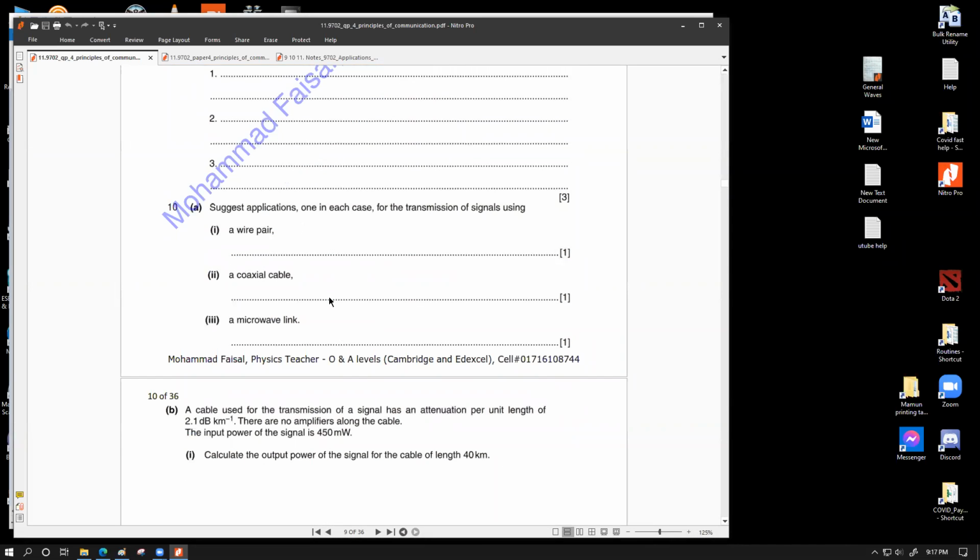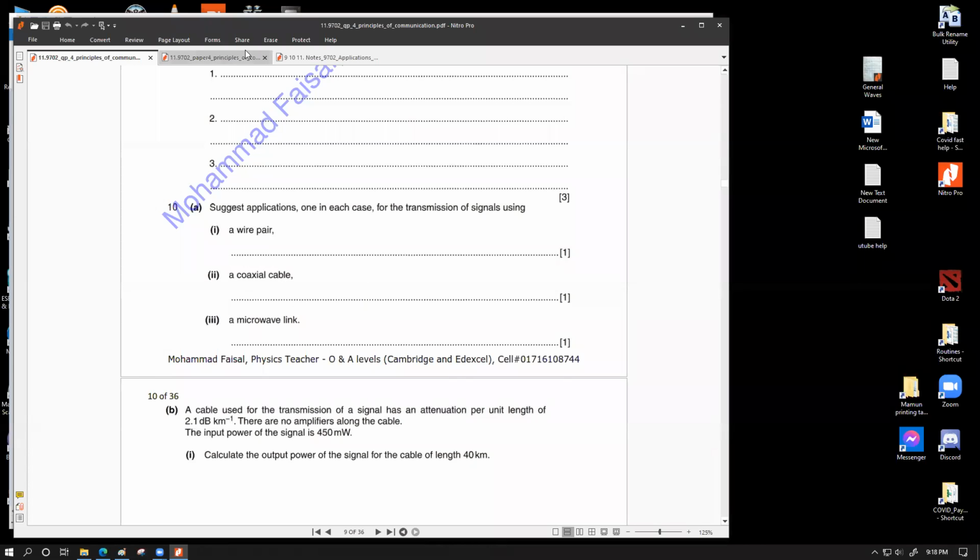A wire pair can be used for short distance communication, like an intercom within a building. That's the most common example that I can think of. A coaxial cable can be used for cable TV, the most common use. And a microwave link can be used for telecommunication or cellular communication or long distance talking.